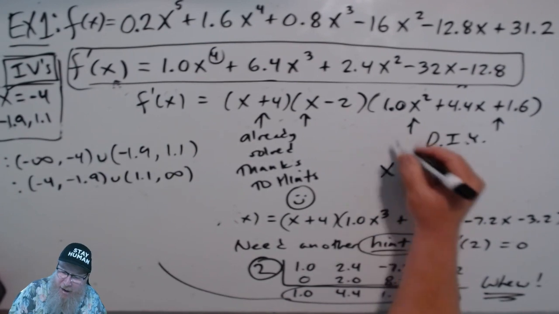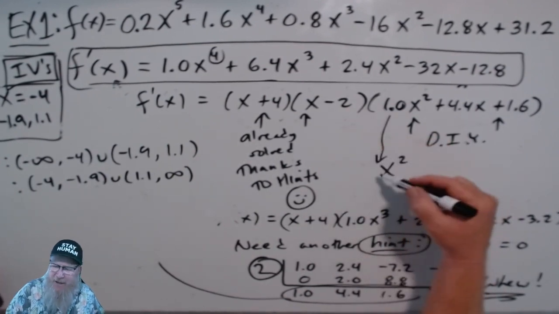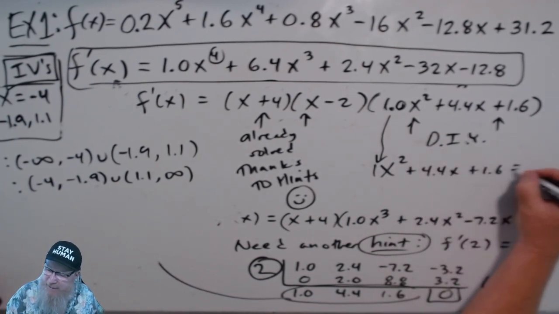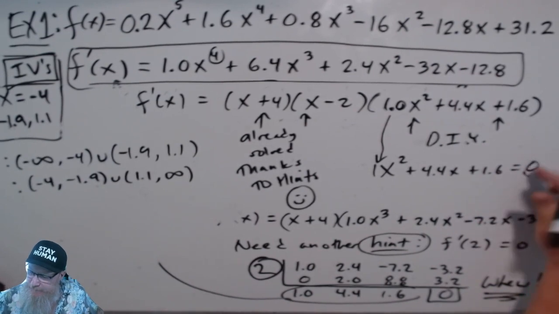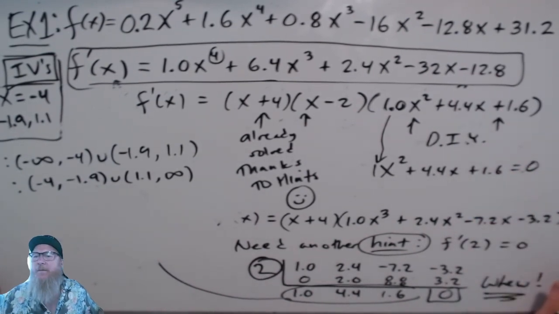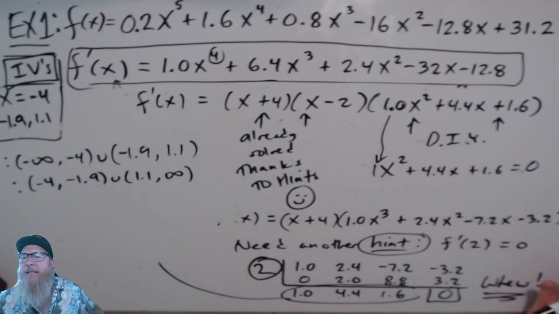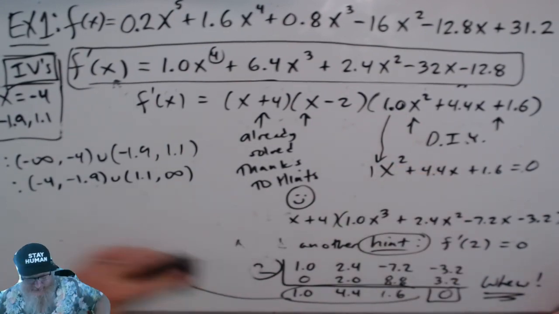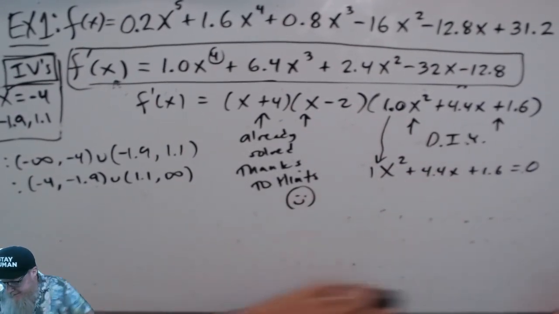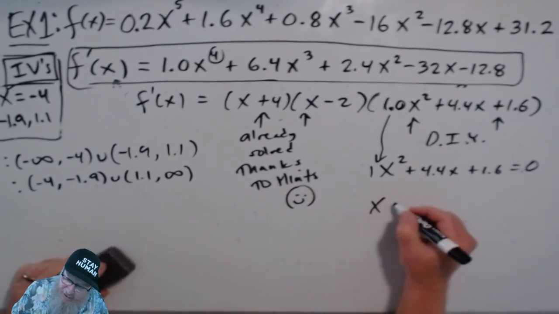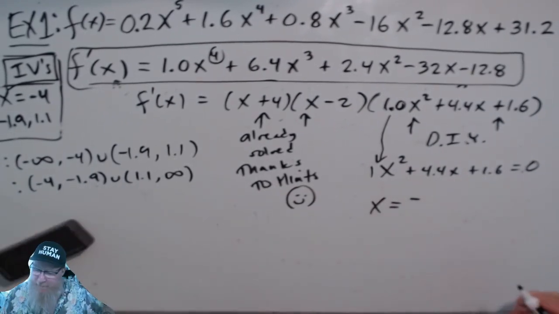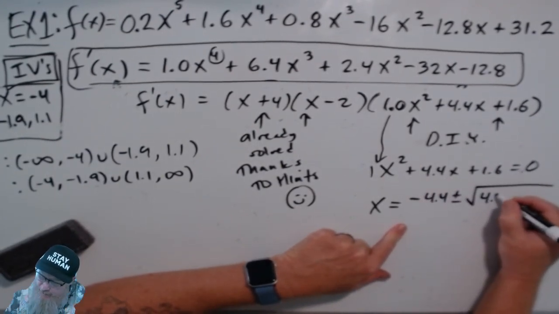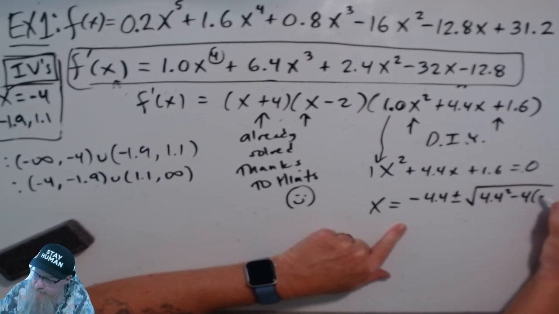It's 1x squared plus 4.4x plus 1.6 equals 0. All right. If you want to multiply everybody by 10, you can. I'm not going to. It doesn't really make it any easier. I'm also not going to waste your time with the 2-minute rule. I'm just going to plug it into the quadratic formula and just get it over with.